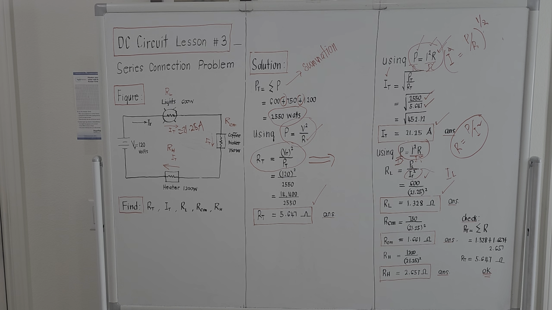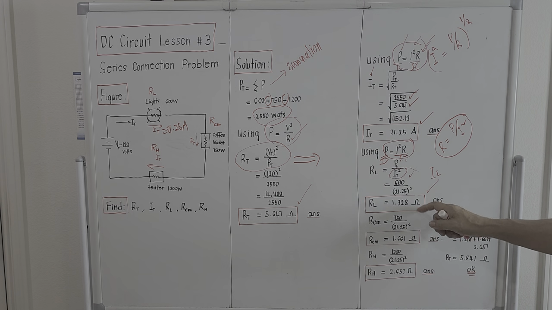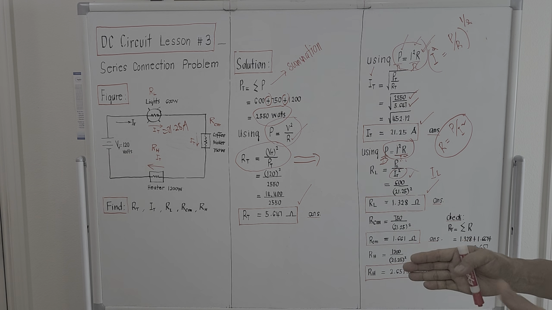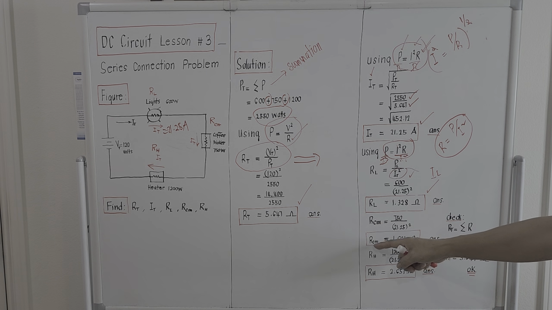For the copy maker, we will use the same formula, but replace the subscript. We are now computing for the single equivalent resistance of the copy maker. So this is capital R with the subscript CM, meaning copy maker, equal to the total wattage of the copy maker, which is 750, over 21.25 squared. This is 400, 750 over 400, that's less than 2. So the resistance of the coffee maker is 1.661 ohms.